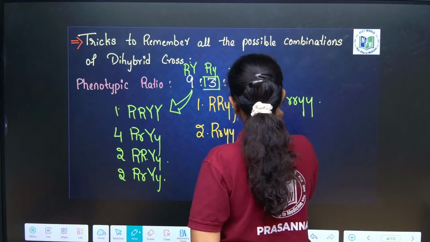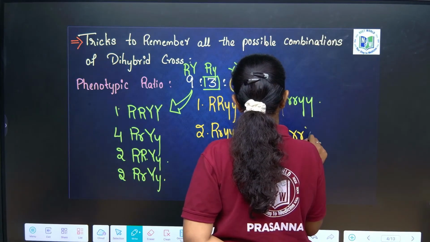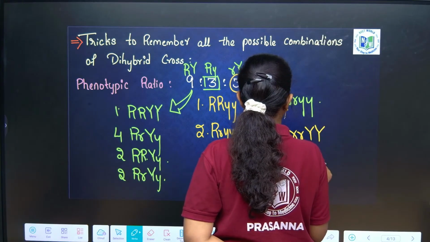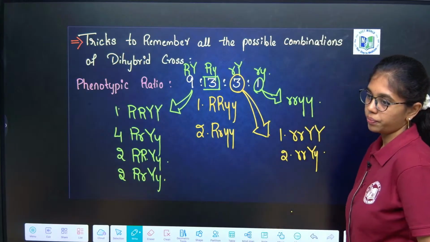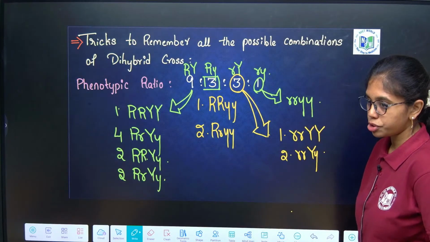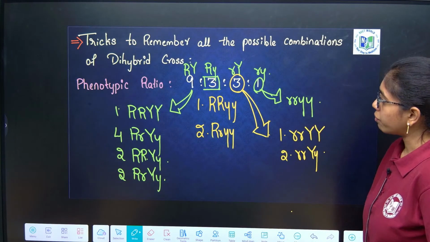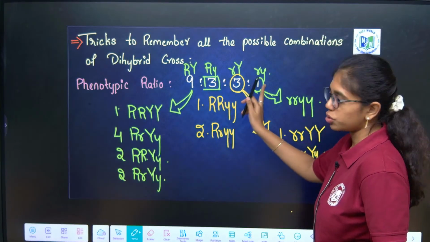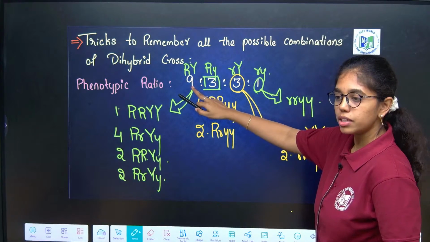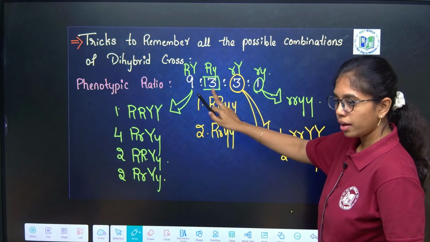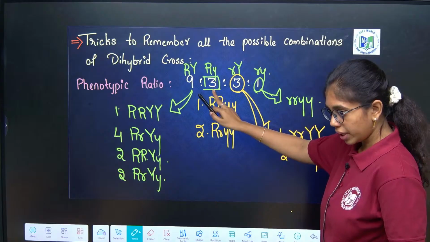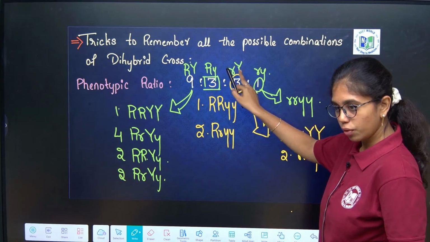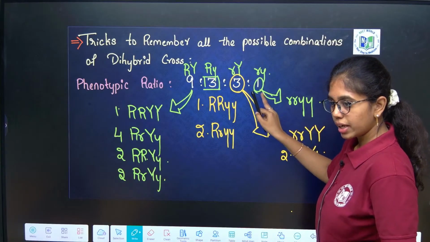Okay? One will be homozygous only, two will be homozygous recessive and heterozygous dominant condition. Have you observed this? Understood, right, beta? So now if you have to see the phenotypic ratio, it is 9:3:3:1. Nine are phenotypically round and yellow, 3 are round and green, 3 are wrinkled and yellow, and 1 is wrinkled and green.